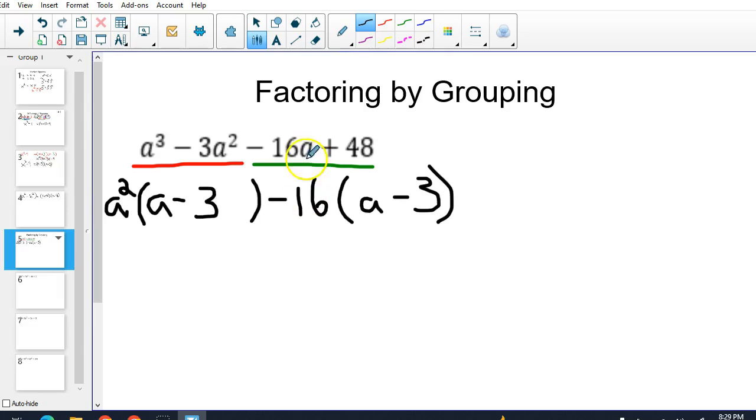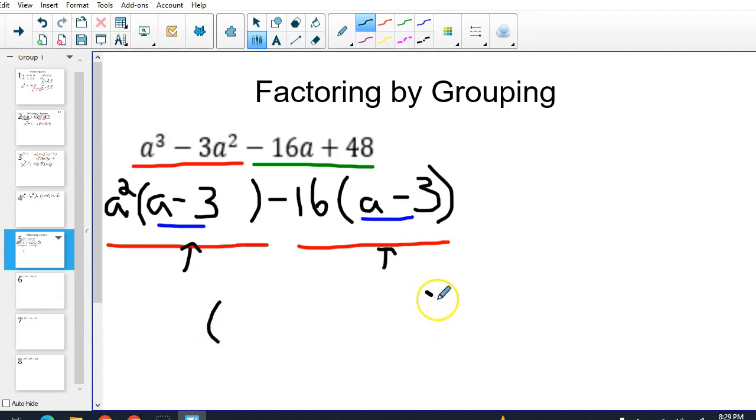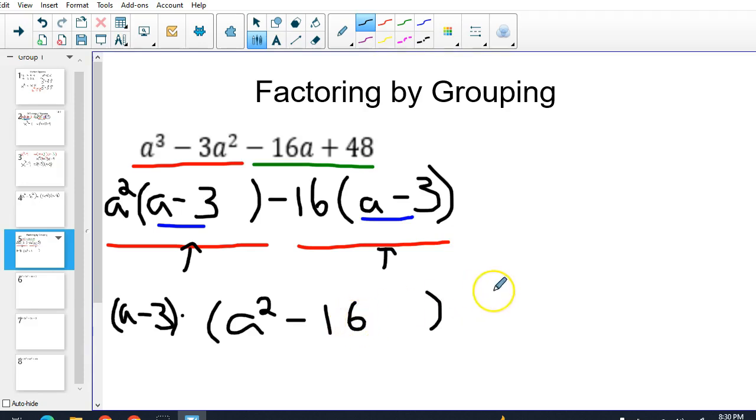What this does is, you see how both of these are the same. It's a minus 3 and a minus 3. So now we have two big terms, one right here and one right here, that are being subtracted from each other. And if we look at what they both have in common, both of them are being multiplied by a minus 3. So once again, we're going to factor, big old parentheses. We're taking the a minus 3 out, it's what we're factoring out. And on the inside, we have what's left: our a squared and our minus 16. Cool, so we're almost there.